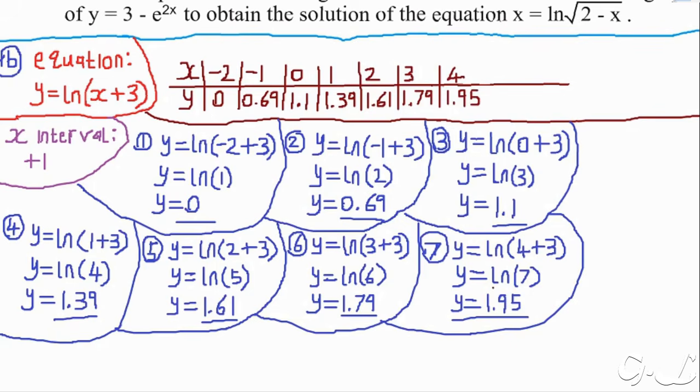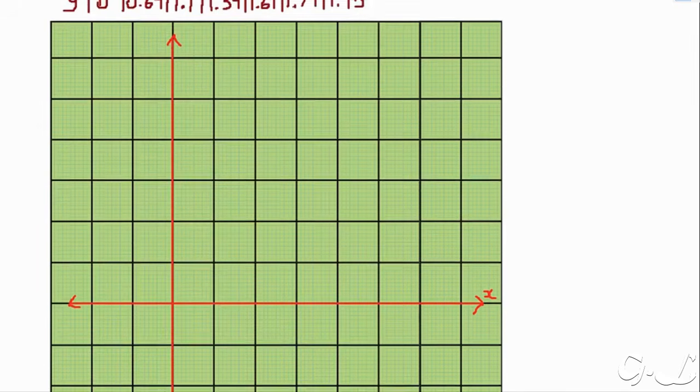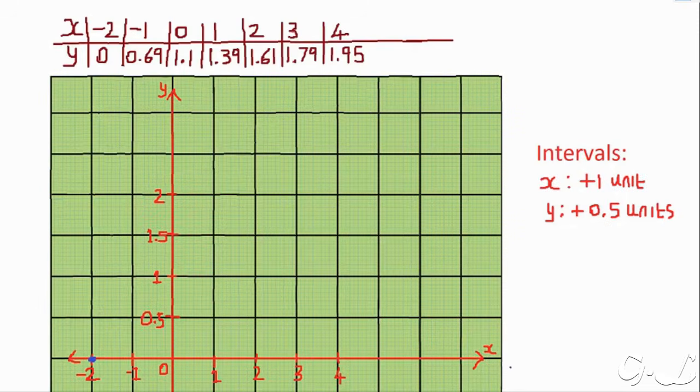This is how you find coordinates. Let's now try to draw the x and y axis. We have put the units, and the unit intervals that we chose on the x axis is 1 unit, and on the y axis it is 0.5 units.